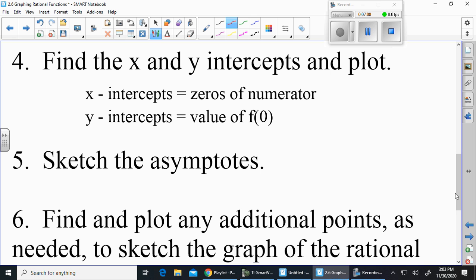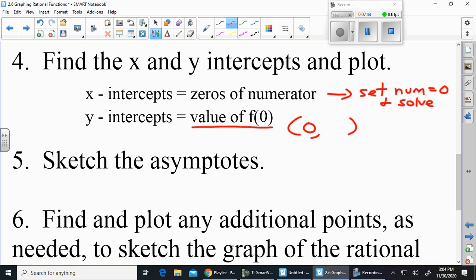X-intercepts, zeros of the numerator. What does that really mean? Set the numerator equal to 0 and solve. To find the x-intercepts, set the top equal to 0. To find your vertical asymptotes, set the bottom equal to 0. To find your y-intercept, find the value of f of 0. The y-intercept is the value of y when x is 0. So really you want to think, plug in 0 for x.